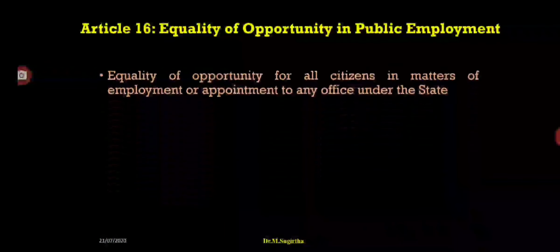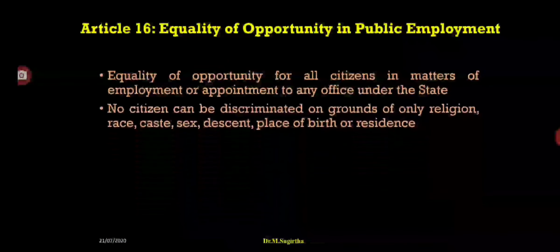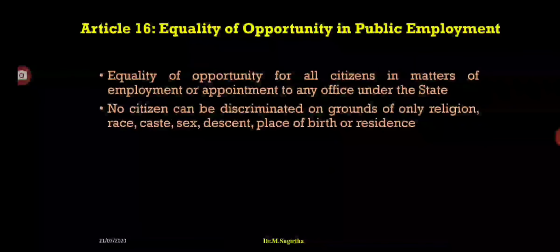Now we move to Article 16. Article 16 deals with the equality of opportunity in matters of public employment. Equality of opportunity means that all sections of the society enjoy equal opportunities. What does equal opportunity mean? The Constitution clarifies that the government can implement special schemes and measures for improving the conditions of certain sections of society: children, women, and the socially and educationally backward classes.